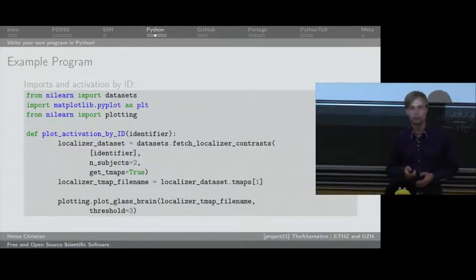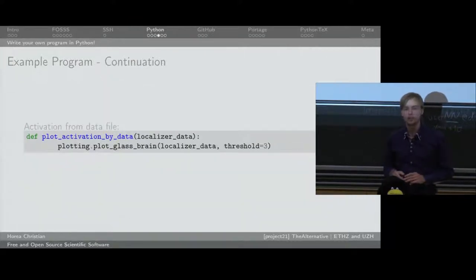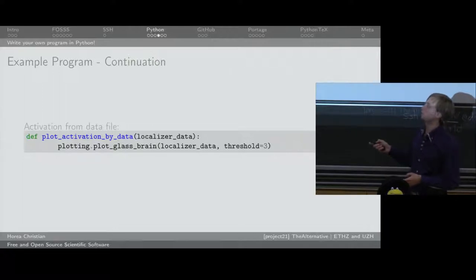So after you wrote this, we're going to write another function. As I told you, a Python file can contain any number of functions. The next one's going to be really, really easy. It looks like this, yeah? So this function will just take a data file, which is a map of activation, and plot it on the glass brain, yeah? So you're going to call it def plot_activation_by_data, separated by underscores, with localizer_data. This is going to be a string, like a location of a file. And the command which is going to get executed if you call this function is going to be plotting.